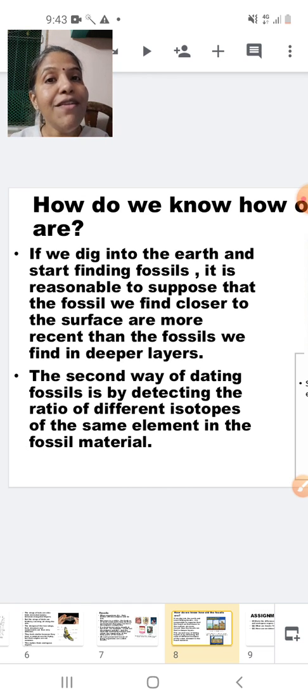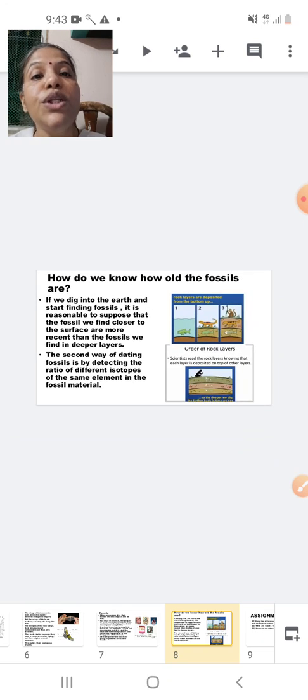Okay. The second way to study the fossil is carbon dating. The second way of dating a fossil is by detecting the ratio of different isotopes of the same element in the fossil material. It is called carbon dating. Okay, so this is regarding the evolutionary evidence.